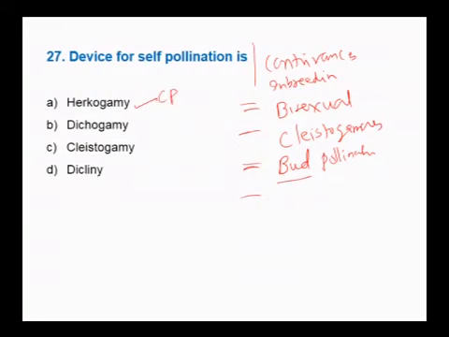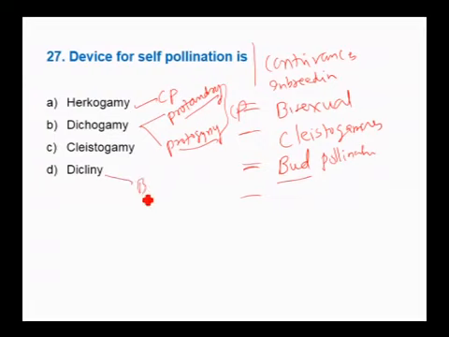Dichogamy is a condition where there is a difference in their maturity. When the androecium matures first, it is called protandry. This can be seen in cotton and sunflower. Whereas protogyny can be seen in Mirabilis jalapa. So here, in protandry, the androecium matures but the gynoecium is not ready. Here, in protogyny, the gynoecium matures but the androecium is not ready. Therefore they have to go for cross pollination.